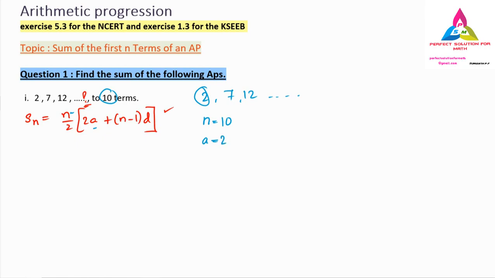Then we need one more. n is already found, d we want. So what is the d value? d is nothing but a2 minus a1. a2 means the second term. The second term is 7. The first term is 2. So 7 minus 2 is 5. So the d value we found, we know the a value and we know the n value. Substitute in the formula and you can find the answer.